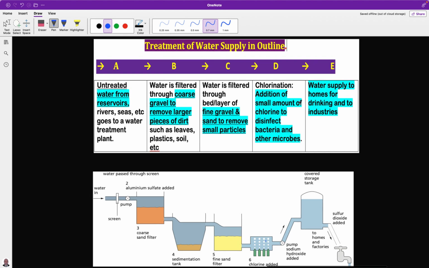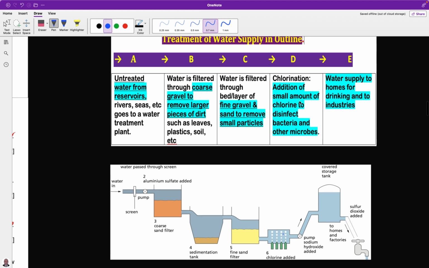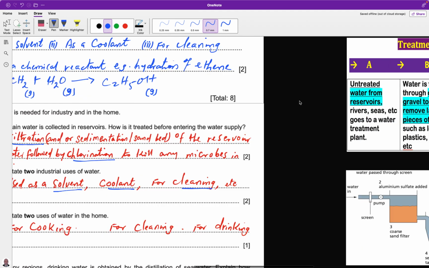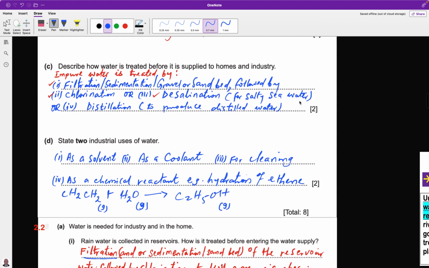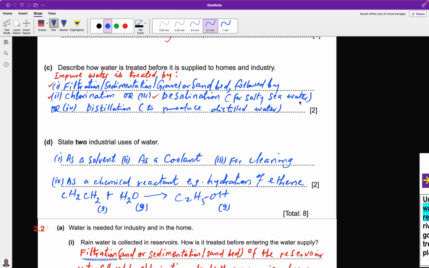So, precisely using this sketch here to show how in a treatment of water supply, we can use this to answer our question here. So the question now says describe, there are just 2 marks, only 2 marks. You don't need to spend most of your time there. Describe how water is treated before it is supplied to homes and industry. Just list it as I've said. You don't need to be describing because there's no space.